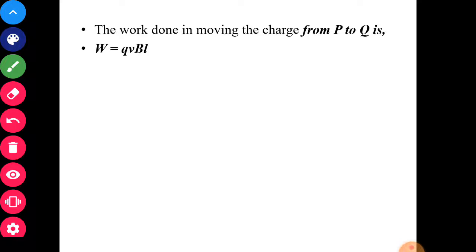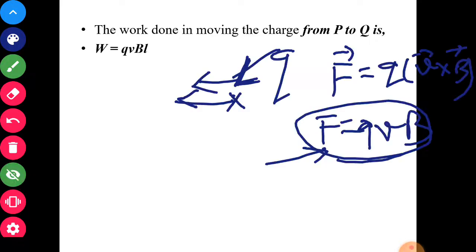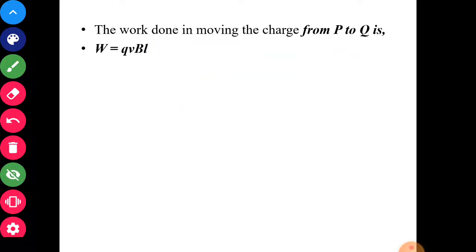Now, the work done in moving the charge from P to Q is nothing but force into displacement. Now, force is QVB, and P to Q is the length of the rod. So the force is QVB and the distance traveled is L. So QVB into L will be the work done.